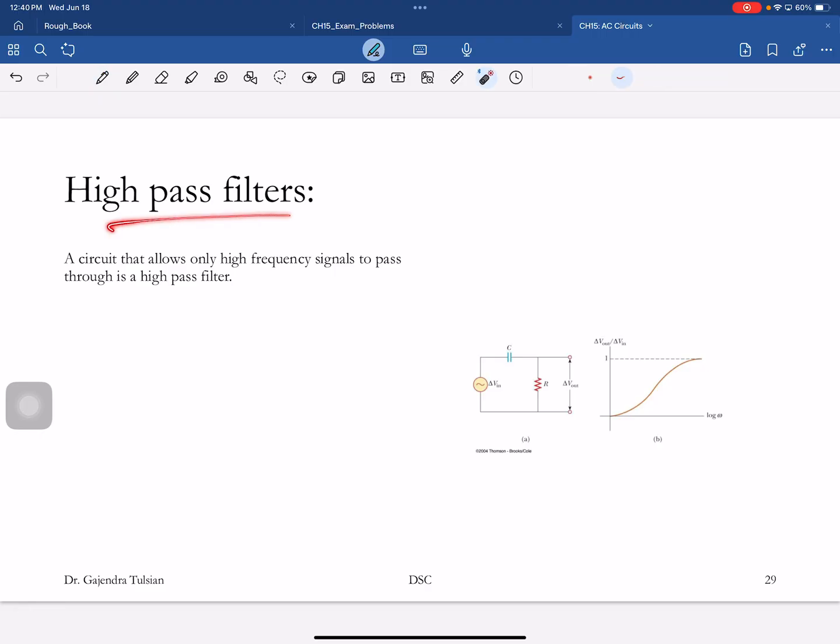This is a high pass filter. At high frequencies, this is essentially acting as a short. For low frequencies, it blocks the signal. For high frequencies, it's acting as a short, and you can see those high frequencies if you connect the voltmeter across this. Okay. All right, guys.